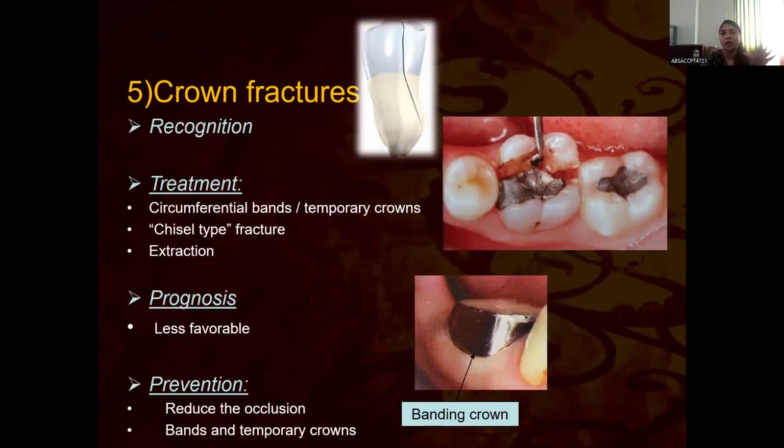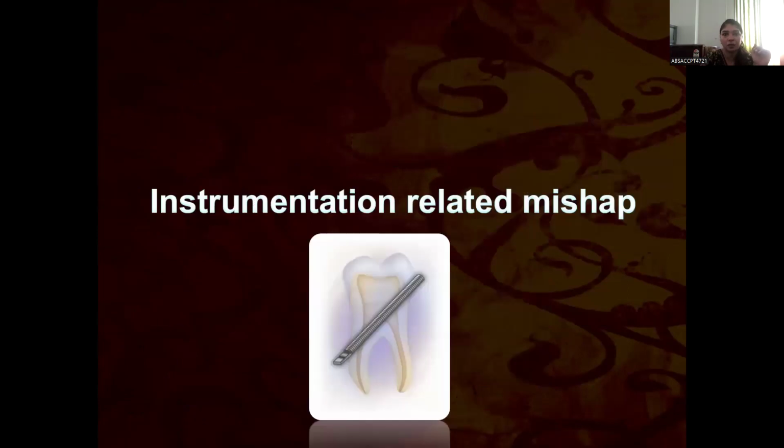Now, crown fracture. For treatment, you can use a circumferential band or temporary crown for a chisel-type fracture. Extraction is the treatment if the fracture is vertical. Prognosis is less favorable. And for prevention, you have to reduce the occlusion. Even after doing access surgery, try to reduce the occlusion of the tooth, and bands and temporary crowns can also be applied. So this way you can prevent the crown fracture.